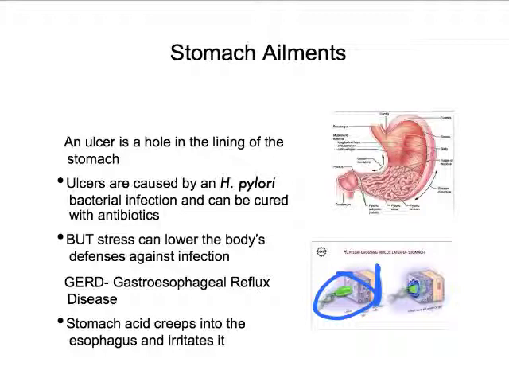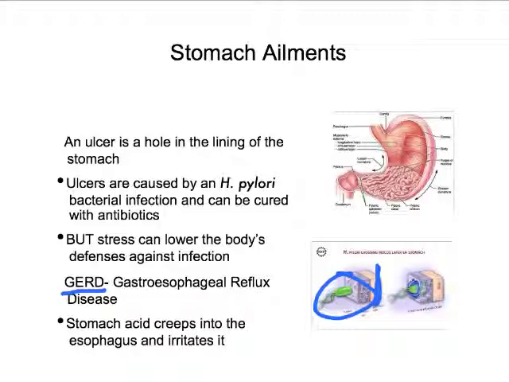Now, a second stomach ailment that you may have heard of is GERD. GERD is gastroesophageal reflux disease. Basically what happens is that stomach acid from the stomach is going to creep up into the esophagus and irritate it. The esophagus does not have a mucus layer, so anytime any stomach acid gets up there, it irritates it, it hurts, it burns. A lot of people call it heartburn. Now, GERD is basically heartburn, but on a chronic scale. So it's not just every once in a while, it is like all the time for these people that have it.